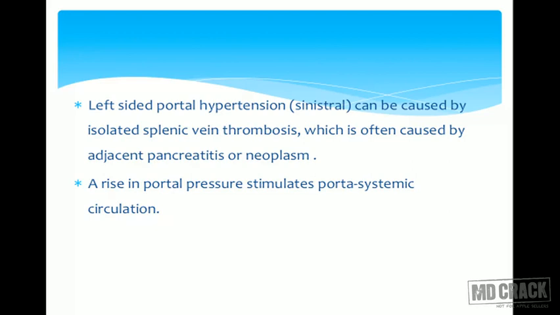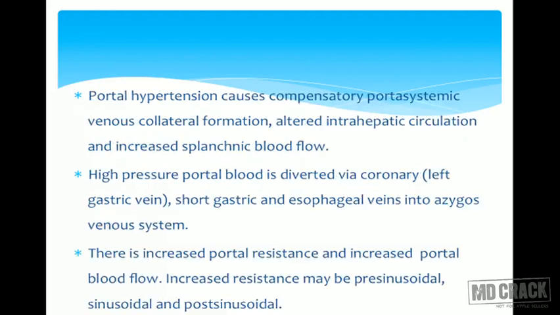Left-sided portal hypertension, also called sinistral portal hypertension, can be caused by isolated splenic vein thrombosis, which is often caused by adjacent pancreatitis or neoplasm. A rise in portal pressure stimulates portosystemic circulation. So whenever there is a rise in portal pressure, collaterals develop. Portal hypertension causes compensatory portosystemic venous collateral formation.